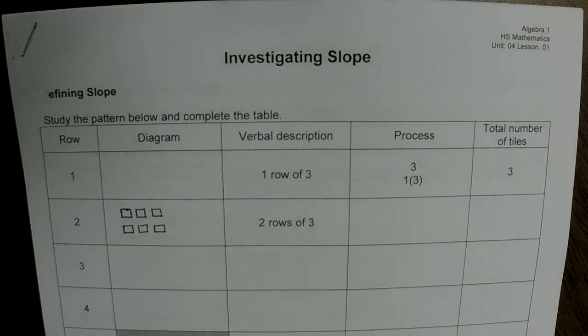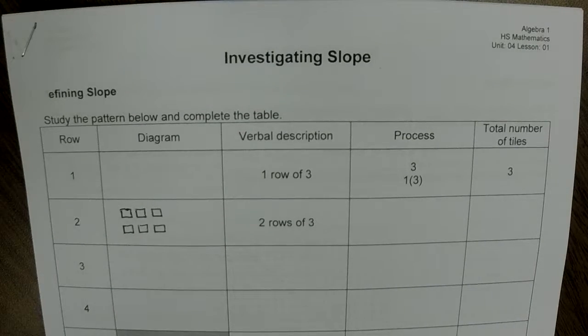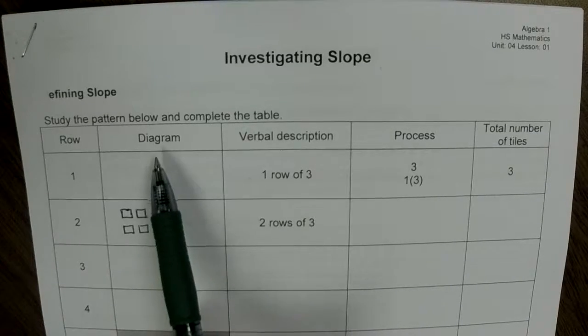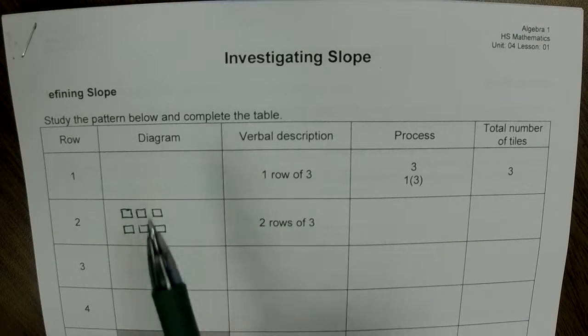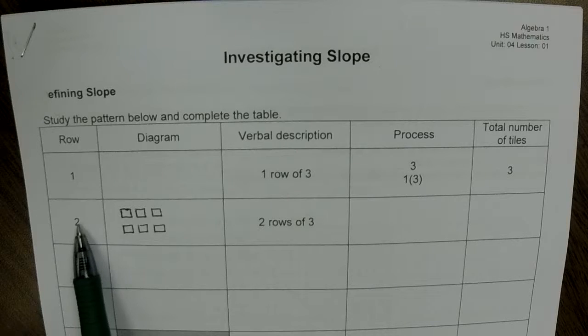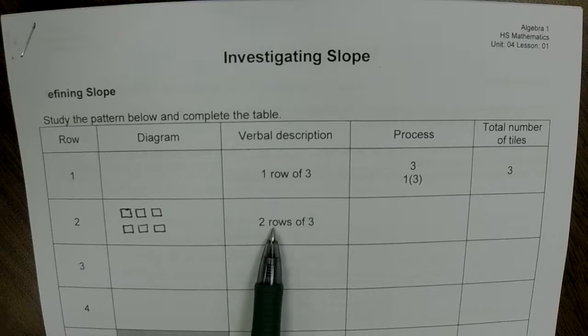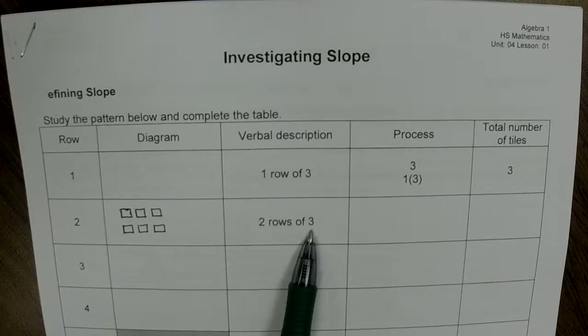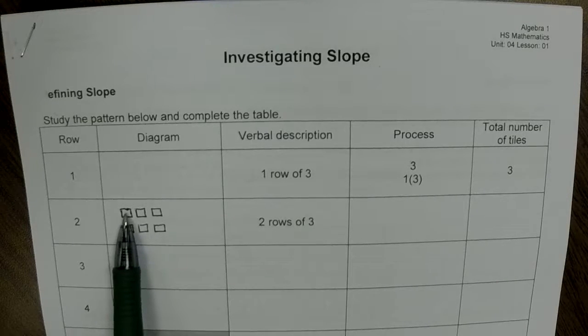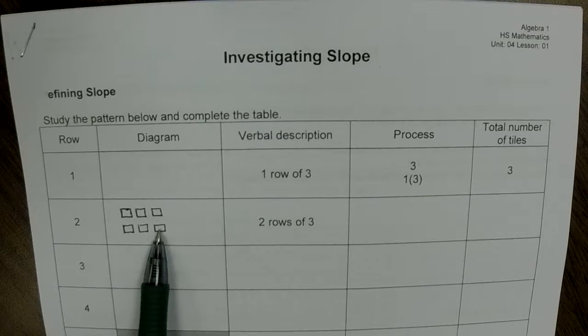So looking on this first page, all it's asking you to do is to draw a diagram. It says study the pattern. So if we were doing 2 rows, it says 2 rows of 3. So that's the description. If you notice, I drew 2 rows of 3 boxes.